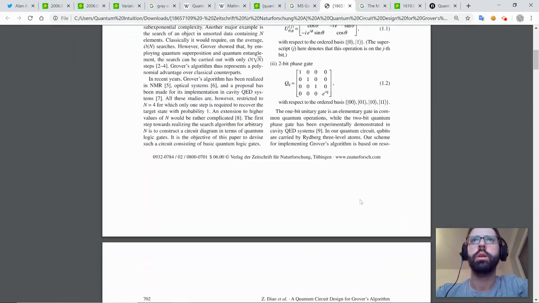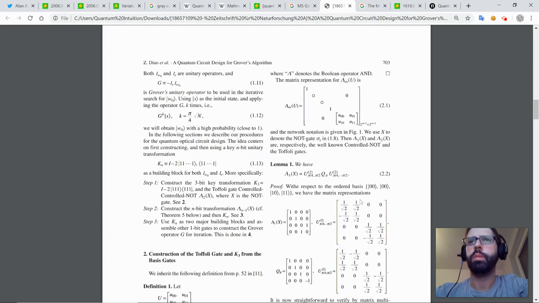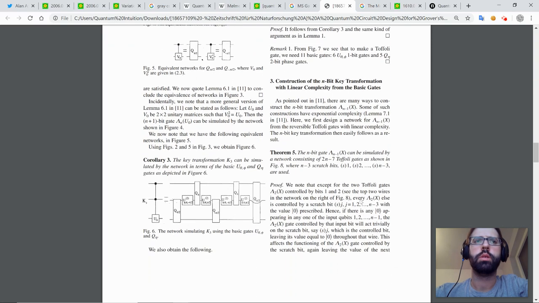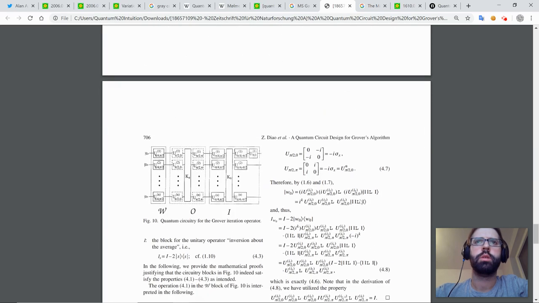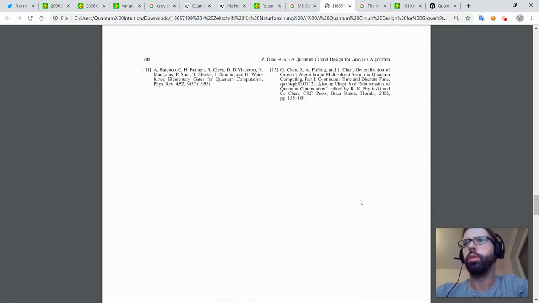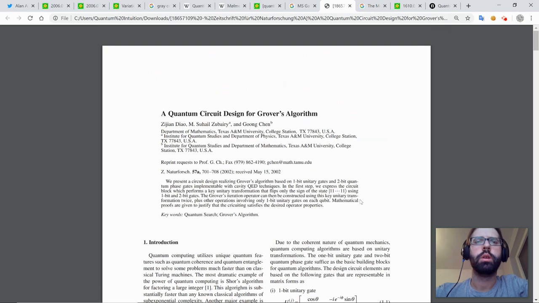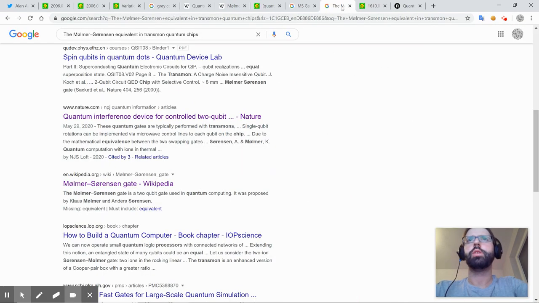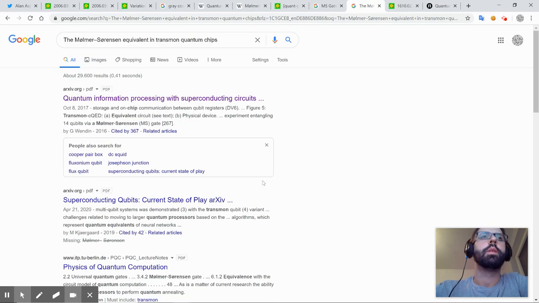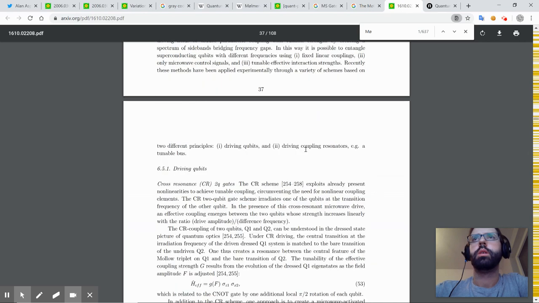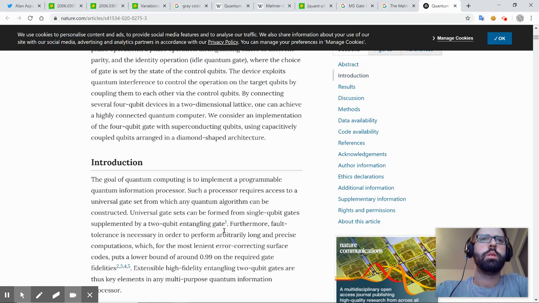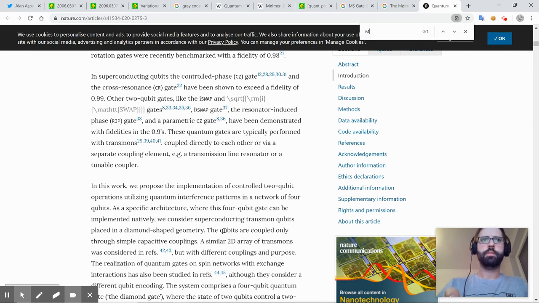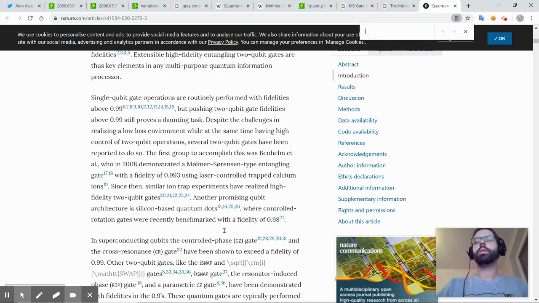Circuit design for, I think. What is this paper about? This is literally a paper designing Grover's algorithm circuit from 2002. Okay, I'll just trash that. Why doesn't anyone explain this gate a bit better? How am I even going to search for this?